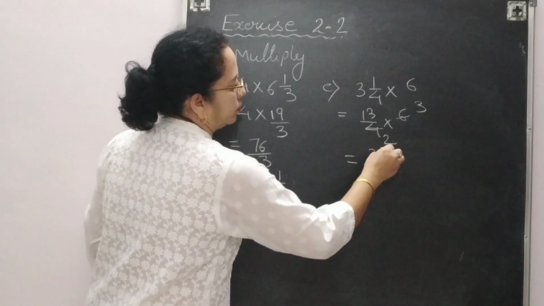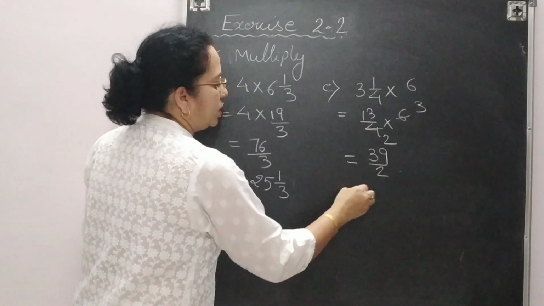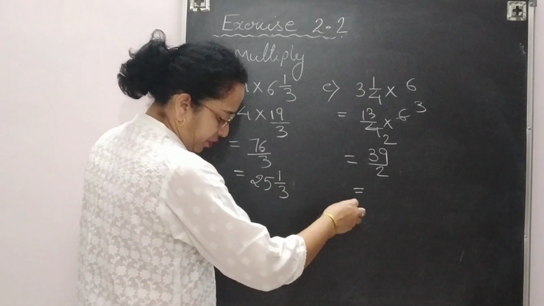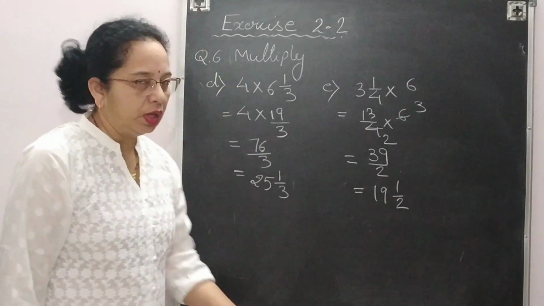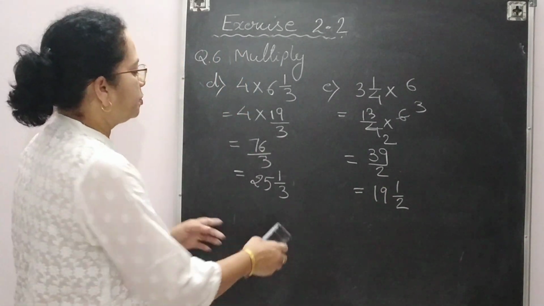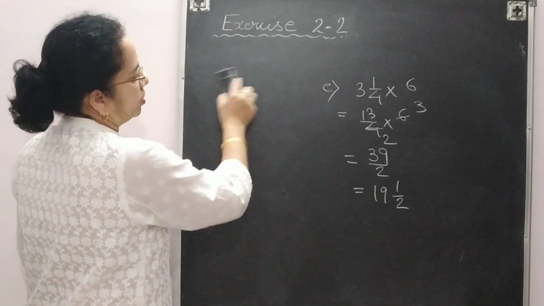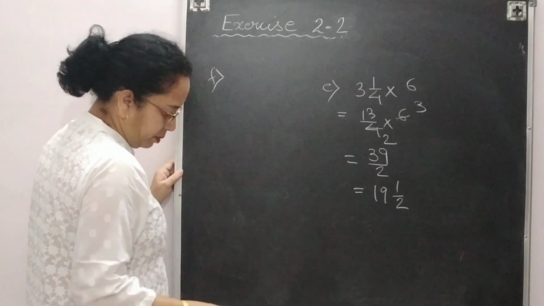So 39 upon 2. Since your numerator is greater, convert into a mixed fraction. So the mixed fraction will be 19 and 1 by 2. This question I have already explained to you in the video on how to multiply fractions. Okay. So let me take one more F number sum.